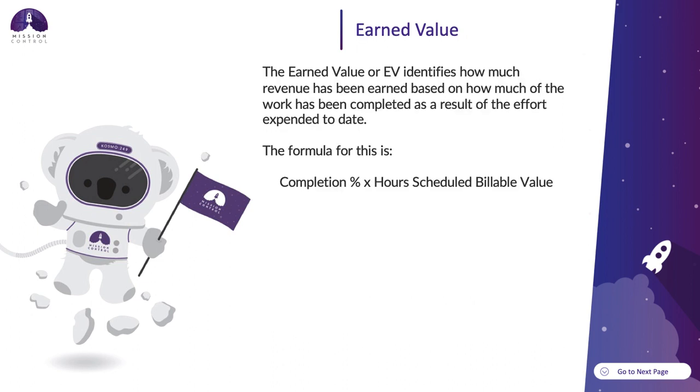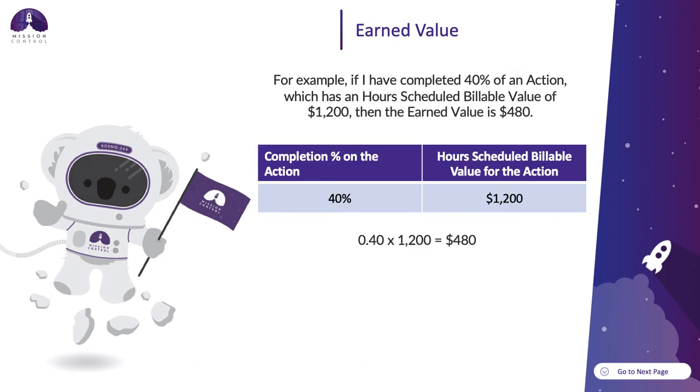Earned value. The earned value, or EV, identifies how much revenue has been earned based on how much of the work has been completed as a result of the effort expended to date. The formula for this is completion percentage times hours scheduled billable value. Let's take a look at an example. If I have completed 40% of an action that has an hours scheduled billable value of $1,200, then the earned value is $480, or 40% of $1,200.